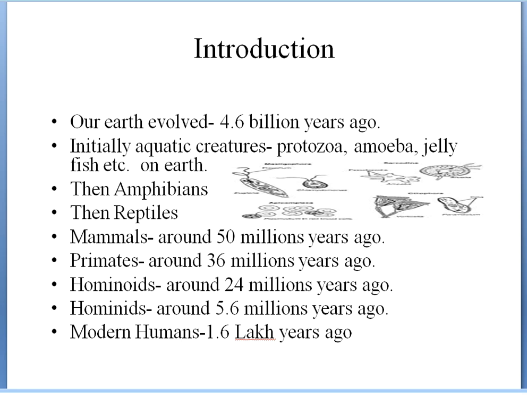Our Earth evolved around 4.6 billion years ago as per the Big Bang theory. After that, initially aquatic, unicellular creatures came into existence on this earth, like amoeba, protozoa, jellyfish. Then these initial creatures evolved into amphibians, reptiles, then mammals, then primates, hominids, and modern humans. Modern humans came into existence around 1.6 lakh years ago.